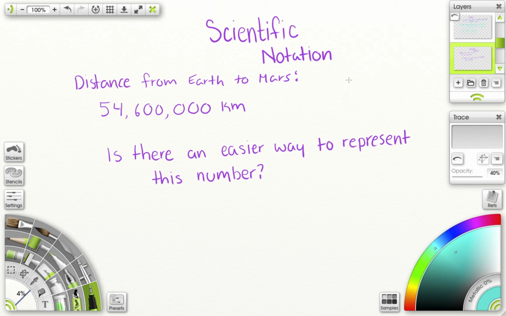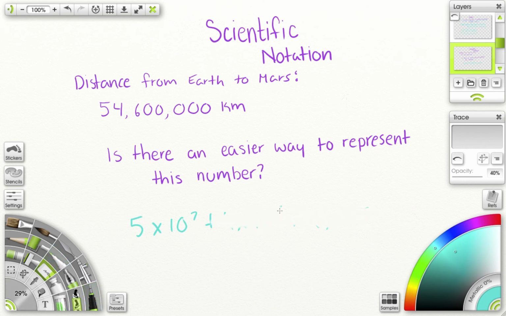How? Well, we can do our regular notation that we've been doing so far, which is 5 times 10 to the power of 7 plus 4 times 10 to the power of 6 plus 6 times 10 to the power of 5. There's one way to write it out, but that still takes up a lot more space and a lot more time. There's an easier way to do it, and let me show you how.